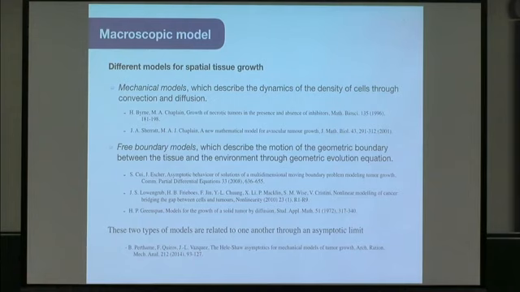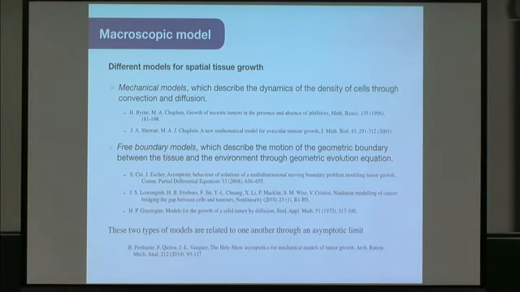This is mainly used in tumor growth, to describe tumor growth. So these are two examples of such models. And then you also have free boundary models. Here you consider a domain, and you make the boundary of the domain evolve according to some rule. This is a less well-known kind of model. You have some examples here, and it's less studied, and in terms of numerical simulation, it's a bit more difficult to do.